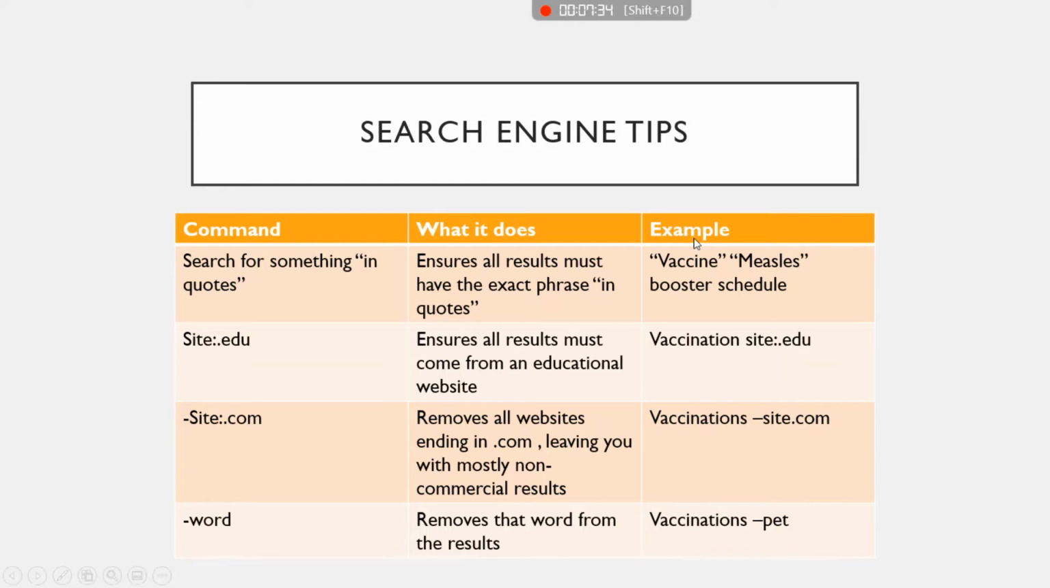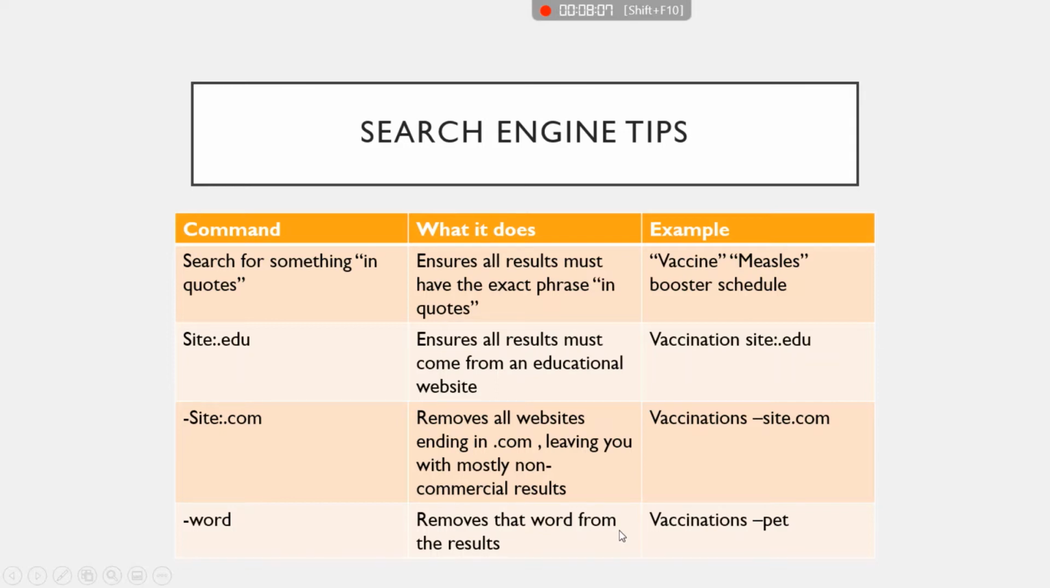If I only want to include results from educational websites, then I could put a marker. So site:.edu limits all of my search results to educational websites. If you want to do the opposite, so exclude a domain of website, you can do -site:.com, and that will get rid of all commercial websites in your results. You can also do the same with a search engine term. So if I did maybe negative polio, then I would not get any results that mention polio. In this case, I might do negative pet. That way I know my vaccinations are for humans and not for animals.